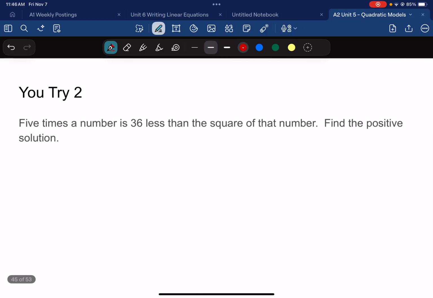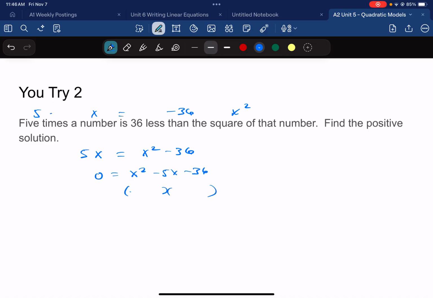All right, 5 times a number. You try this one. All right, so 5 times a number x, so this is 5 times, and that's x, is, here's that less than again, which means something minus 36. What is it? It's the number squared. So we're going to do 5x equals x squared minus 36. Find the positive solution this time. So 0. Move the 5x to the right, make it negative 5x minus 36.